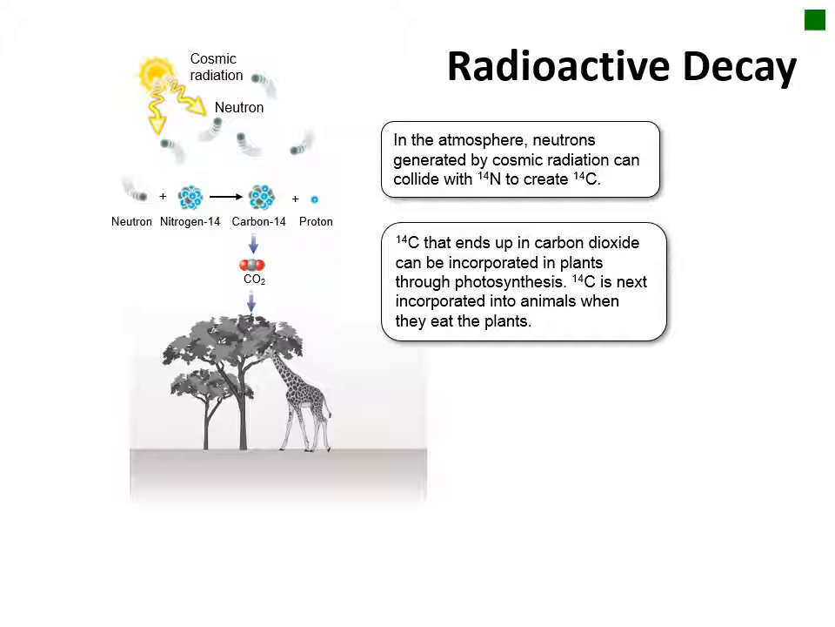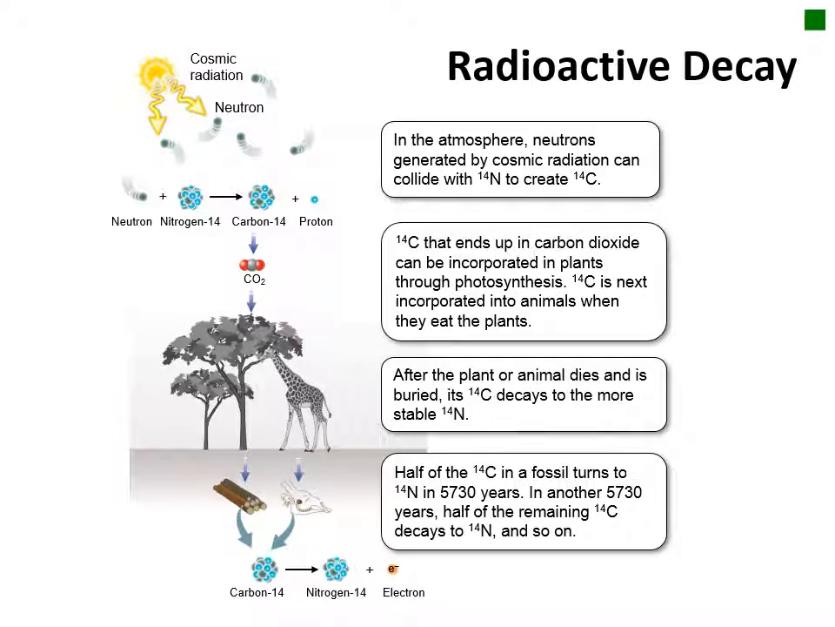After death, the unstable carbon-14 begins to break down, losing an electron to form nitrogen-14, which is a stable isotope of nitrogen. C14 breaks down at a constant rate called the half-life, where half the isotope is converted in 5,730 years. So by measuring the amount of C14 in decaying material, you can determine how many years ago that organism died.